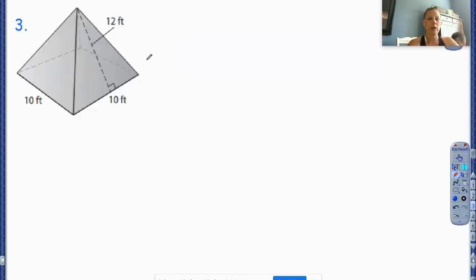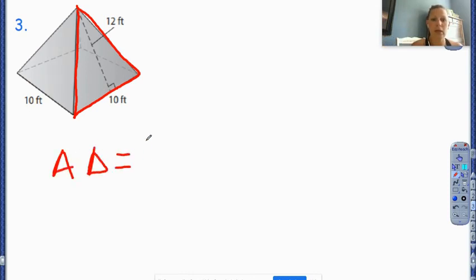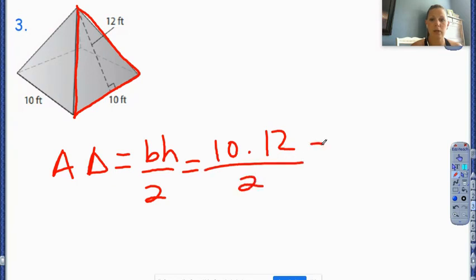Okay, and now here we have a rectangular pyramid in this shape. We have a square on the bottom, and then I have triangles that connect up to my pyramid. So my triangles all have the same dimensions conveniently. So area of a triangle is base times height over 2. The base is 10. The height is 12. So 120 over 2 is 60.